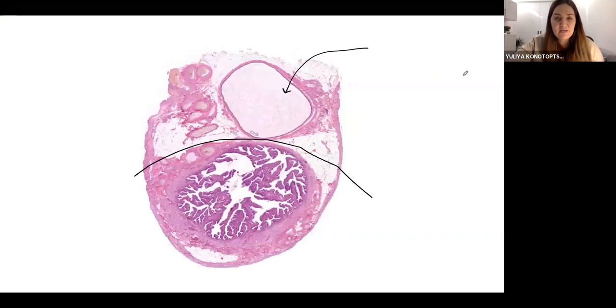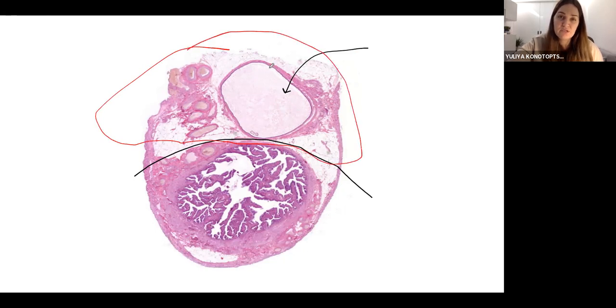So that's your slide right here. This is going to be the uterine tube, right, the fallopian tube. This is the mesosalpinx. And inside of the mesosalpinx, you see this cyst-like structure. This could be either the epoophoron or paroophoron. Do you know what it is? No. We'll talk about it in embryology.